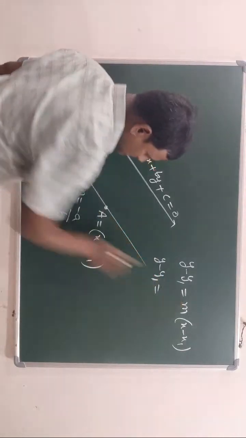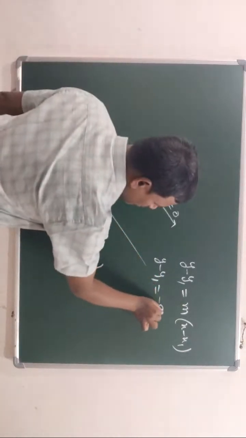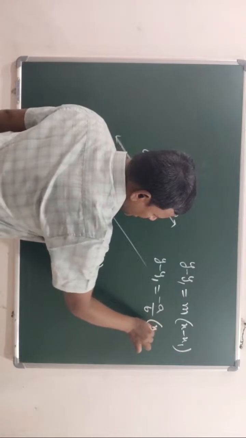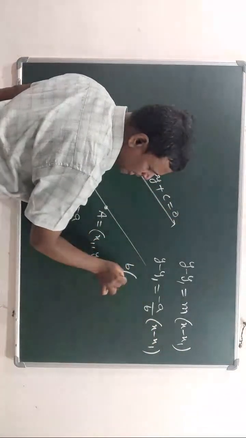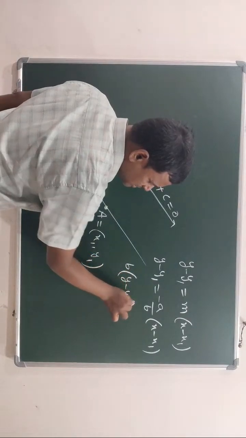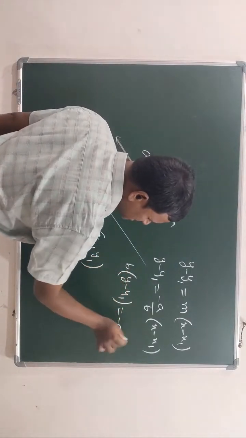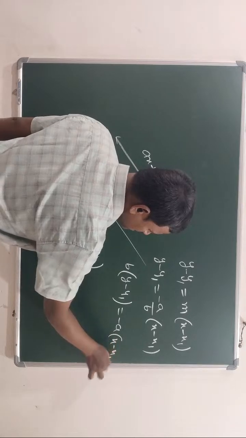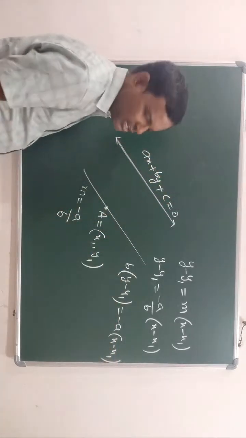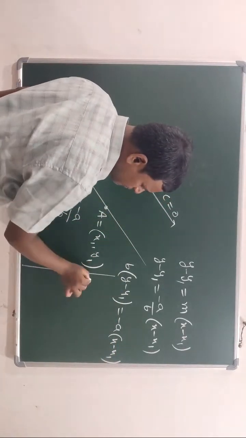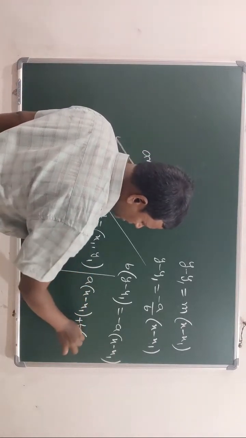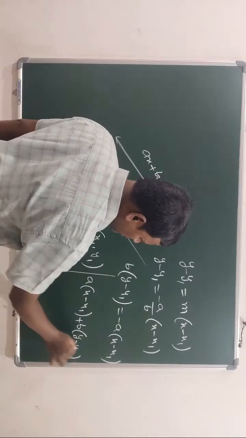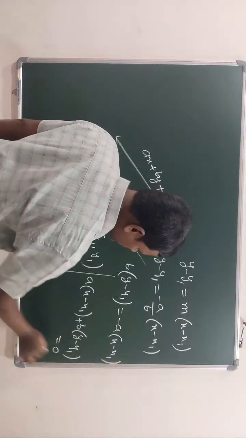So here replace m by this. You get minus a by b times x minus x1. Now transfer b to the left side so that you get b of y minus y1, which is equal to minus a of x minus x1. Now bring it to the left side so that you will get a of x minus x1 plus b of y minus y1, which is equal to 0.